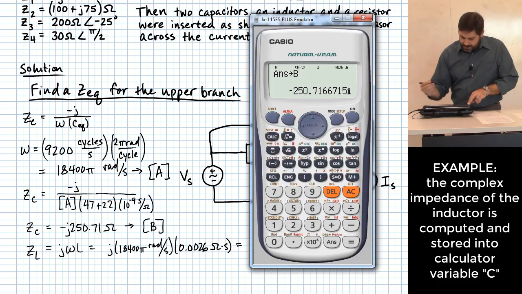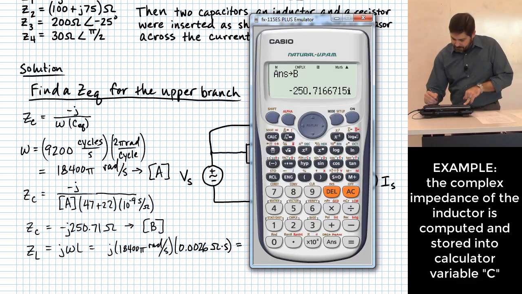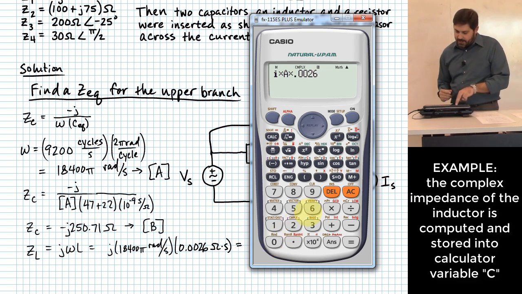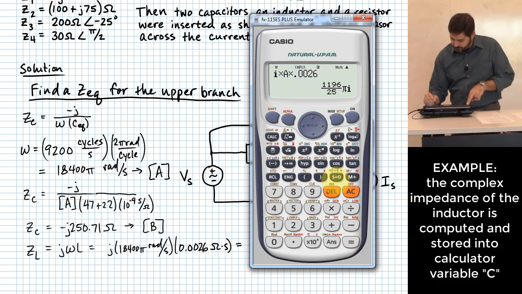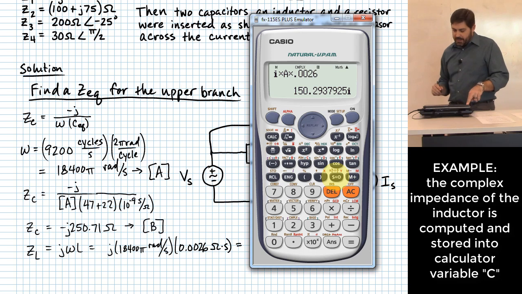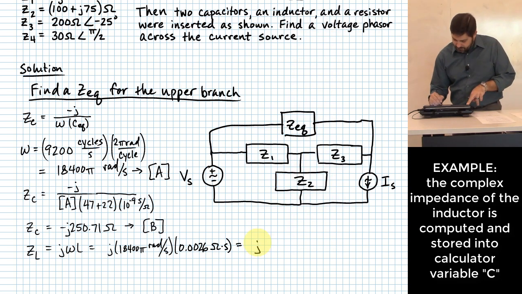So what I'll do is go ahead and calculate that. So we have I times what I had stored in A times 0.0026 ohm seconds, right? And what that'll end up giving me is just ohms, because the seconds will divide out. Okay, so that gives me 150.29 J ohms. Now let me store that into C.